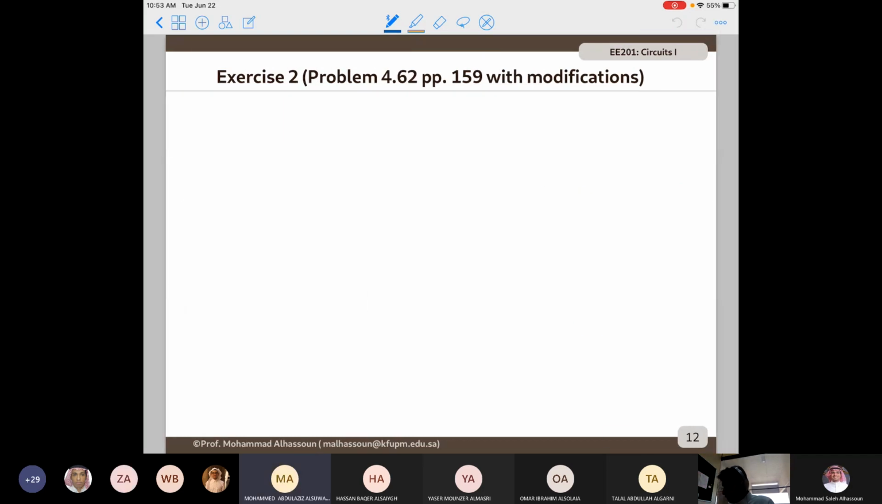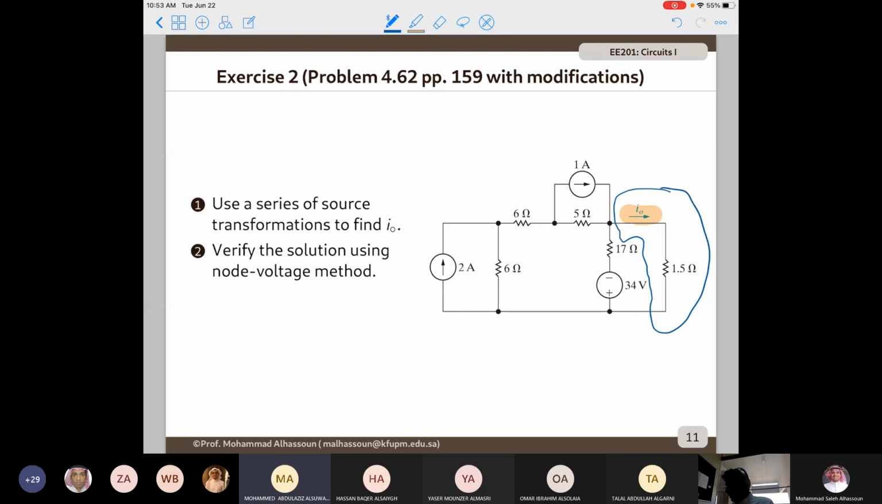We can merge the current source with the resistor. So it will be a voltage source. Which one? On the left. Any one of them would work, but I meant the one on the left. Okay, so let's do more than one step at once.